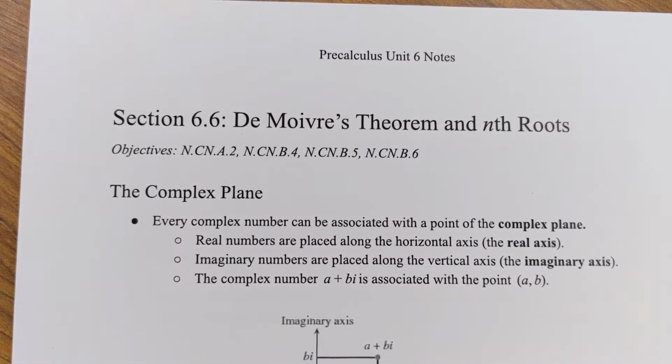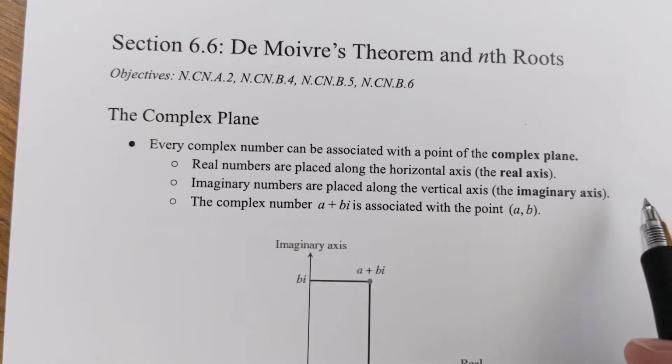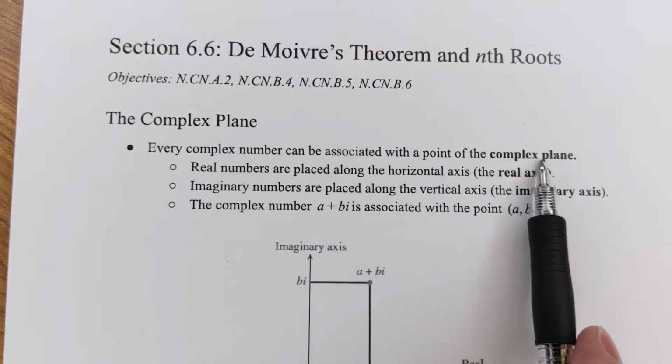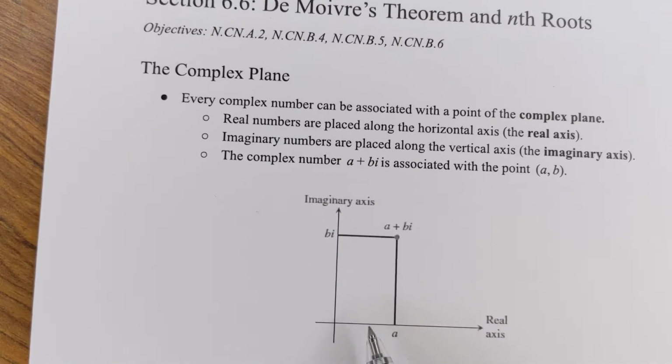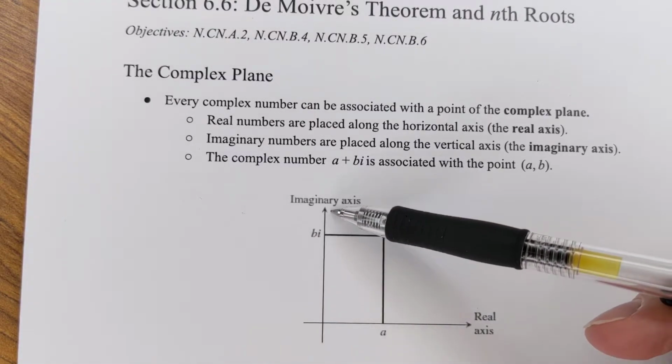Okay, we got the notes for section 6.6, which deals with De Moivre's theorem and nth roots. We first start talking about the complex plane. Every complex number can be associated with a point in the complex plane. Real numbers are placed along the horizontal axis, your real axis. Imaginary numbers are placed along your imaginary axis.